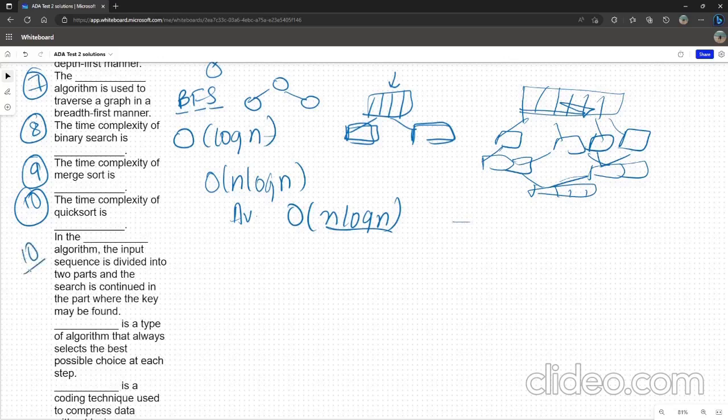The next question is in the dash algorithm, the input sequence is divided into two parts and the search is continued in the part where the key may be found. As we have seen, binary search divides the problem and then searches where the key may be found. So the answer will be binary search algorithm.